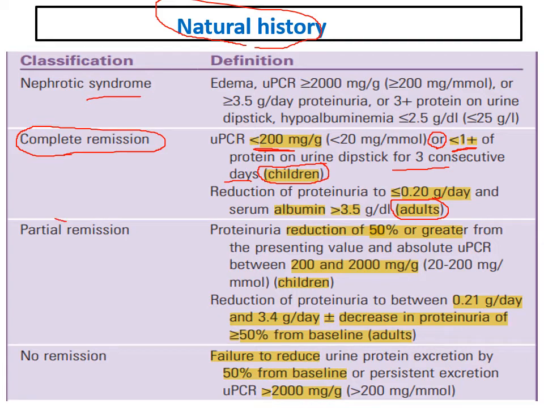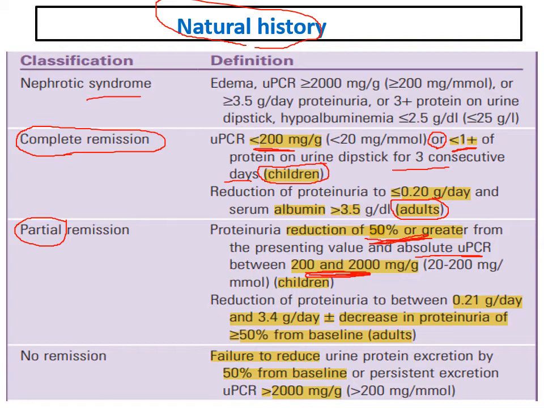What about a partial remission? Partial remission: a reduction of proteinuria of 50% or more from the presenting value, and the absolute urinary protein to creatinine ratio is between 200 milligram and 2000 milligram, or 2 gram per gram. This is for children.